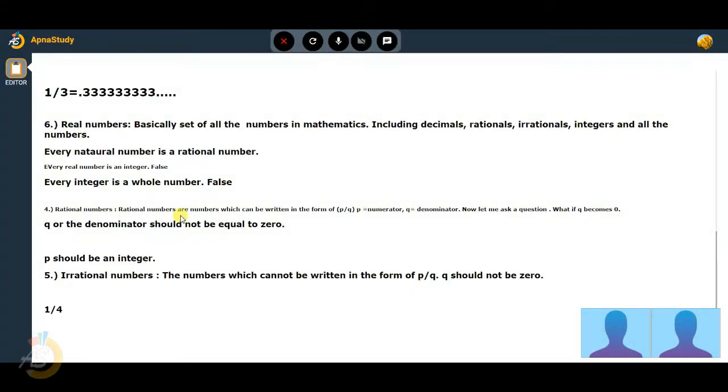Every natural number is a rational number. Yes, that is true, because natural numbers cover only discrete numbers 1, 2, 3, 4, 5. We know that is a rational number because we can attach 1 to the denominator and make it a p upon q number. Correct. So this is true.